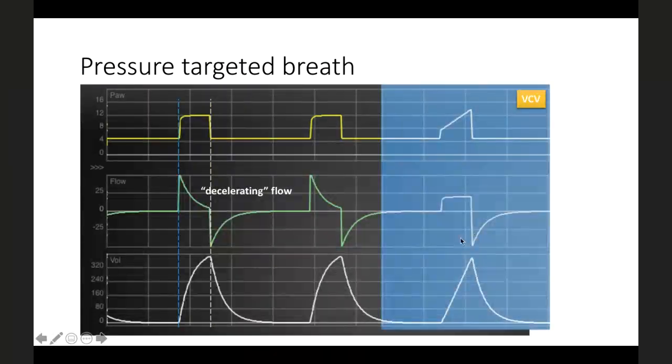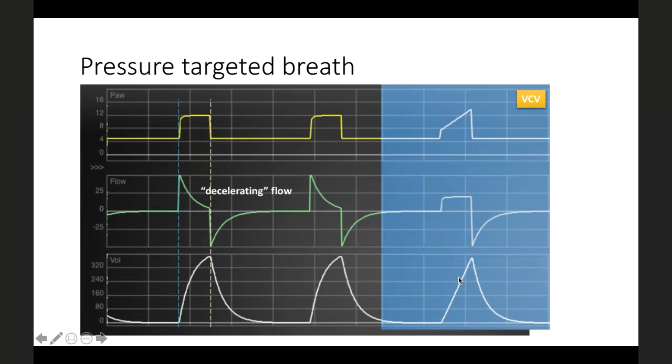Just to compare between a pressure targeted breath and our previously discussed volume targeted breath: in the volume targeted breath, the pressure tracing gradually goes and reaches the pressure peak. Here, actually, it almost instantaneously comes to the preset value. Here the flow pattern is a square wave pattern. In pressure targeted, it's a decelerating flow pattern. The volume tracing shape also is different.